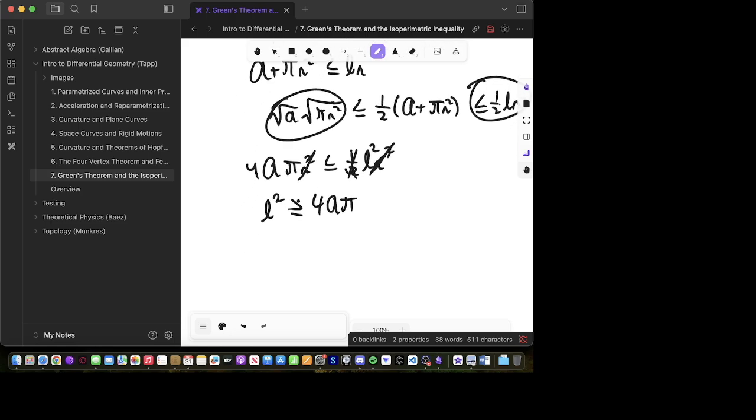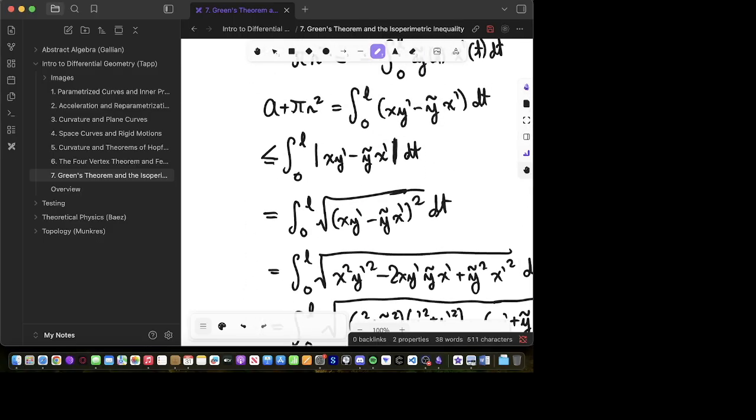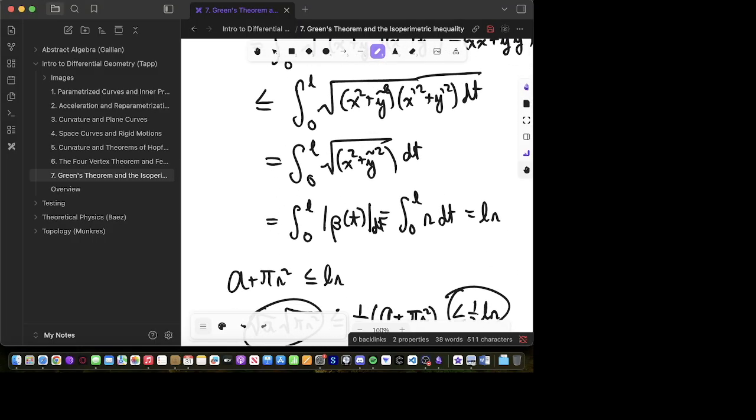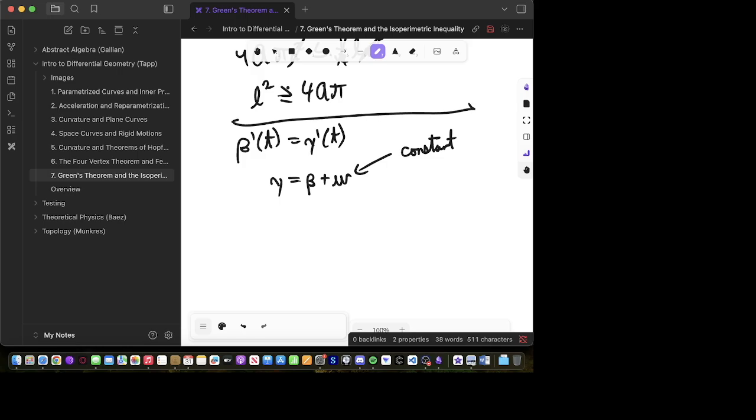So I think this video is getting a little bit long, so I might not discuss the equality case, but what we can say is that we can eventually say that beta prime of t equals gamma prime of t. So that implies that gamma equals beta plus w for some constant w, which means it's a translation of the circle. And this is if and only if equality holds.